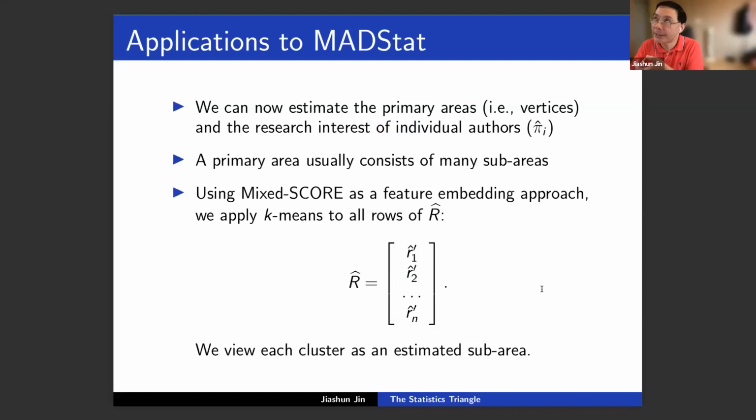So this is one goal here, two goals here, and a third goal here. One goal is to identify the primary research areas. Another goal is to estimate the research interest of individual authors, and the third goal is to estimate the secondary or sub-areas in statistics. And one more goal is to study how the research interest of an author evolves over time. So we leave that for next.